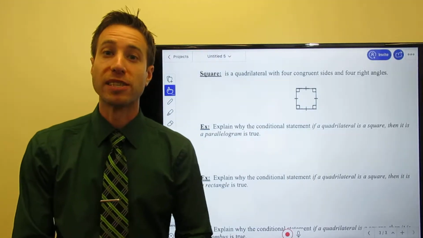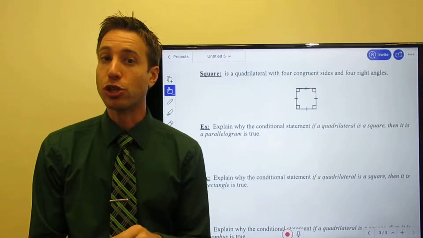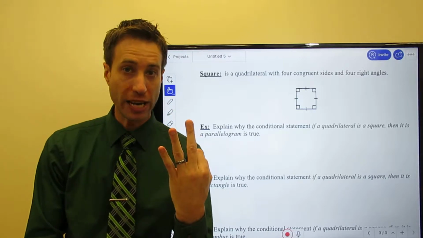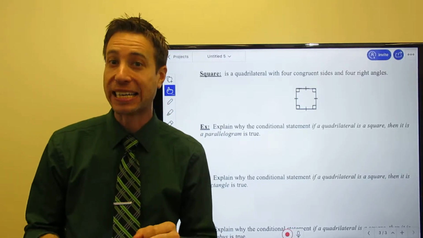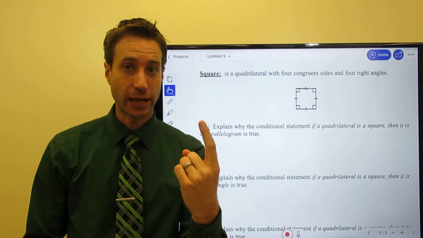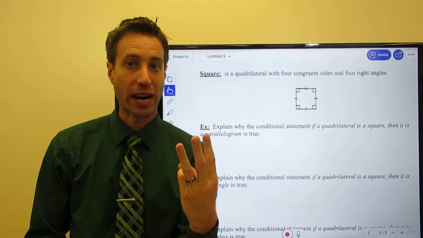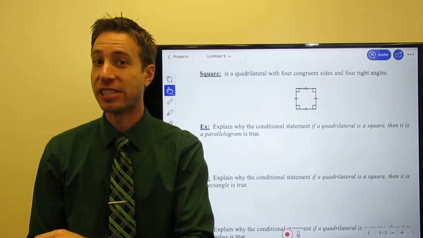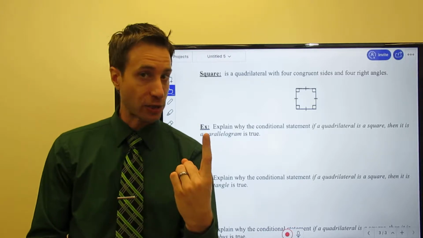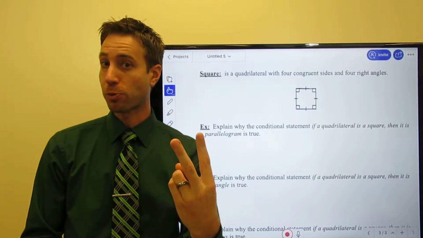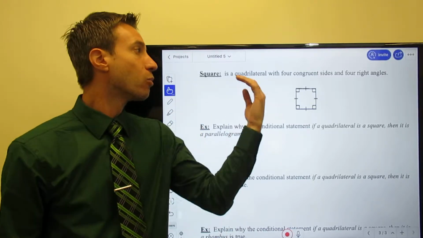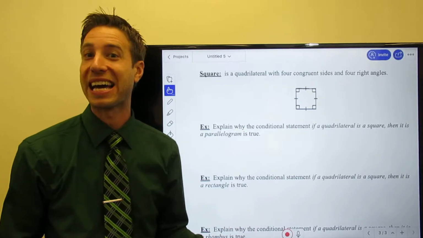Hi guys, welcome to this page of the notes. Again, what we're doing is we're talking about three specific kinds of parallelograms: rectangles, rhombuses, and squares. On the previous pages of these notes, we've already talked about the special properties of rectangles and the special properties of rhombuses. Now we're going to take a look at squares.